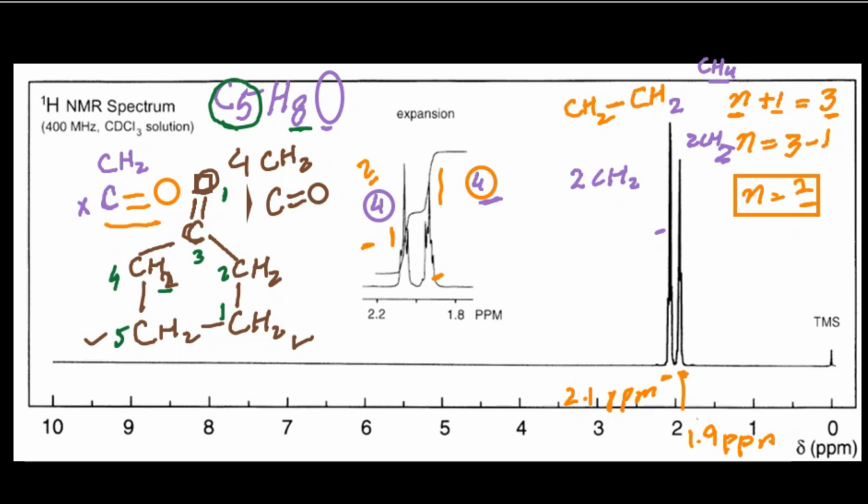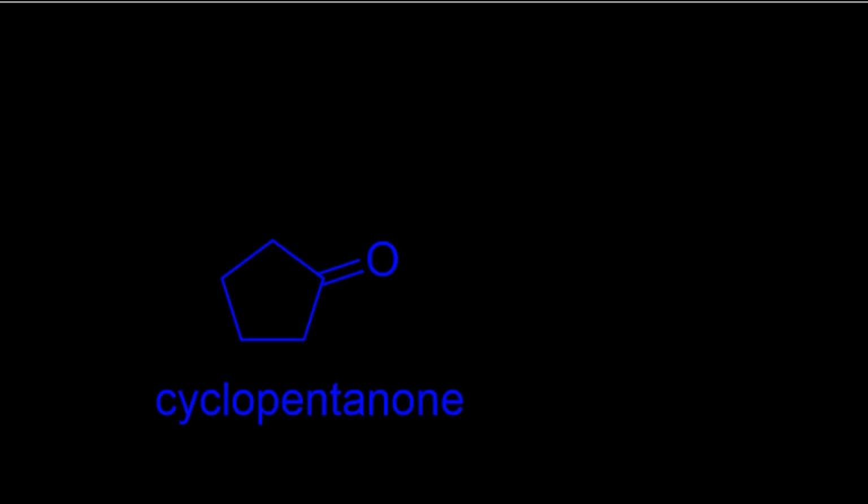And the NMR is used to get the structure. So the structure that we are getting from the NMR is cyclopentanone. As you may see here, this is the cyclopentanone.